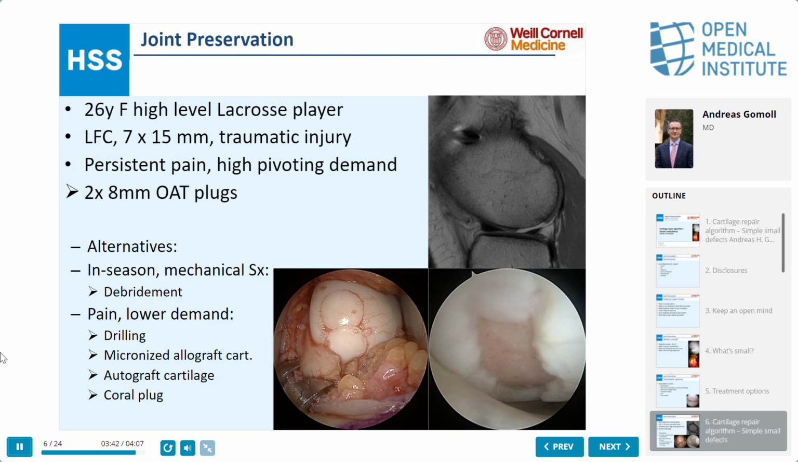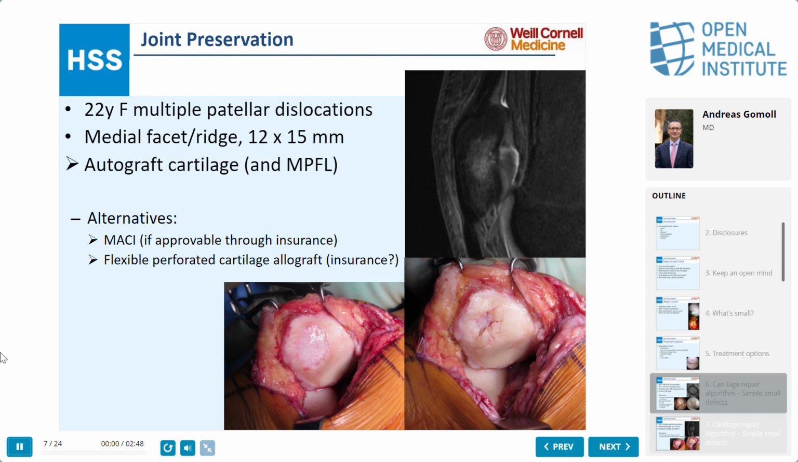If the issue weren't mechanical symptoms mainly, but pain, then you can do the drilling, as we talked about. You can do this if you have it, micronized allograft, autograft cartilage, or a coral plug, depending on what's available. But I would say worldwide, everyone has drilling, everyone has OATS, everyone has debridement. So those three options would have been fine, depending on what her main symptoms were and what she wants to do mostly after.